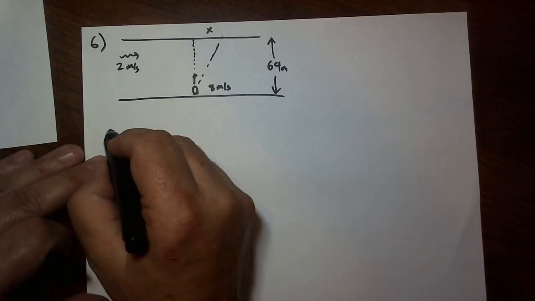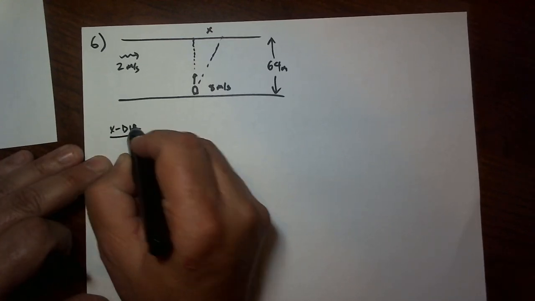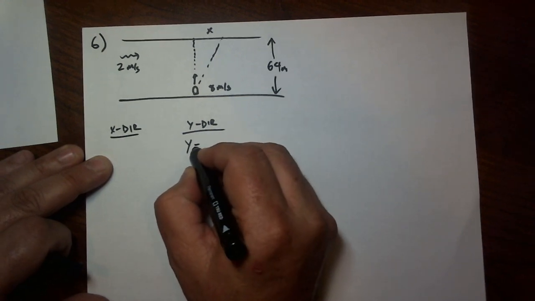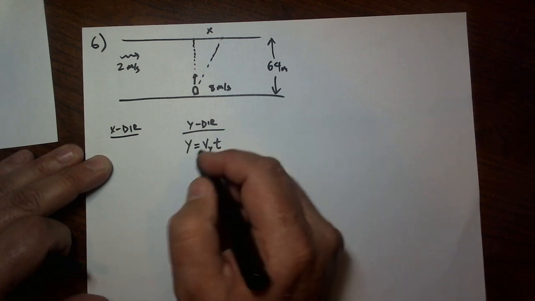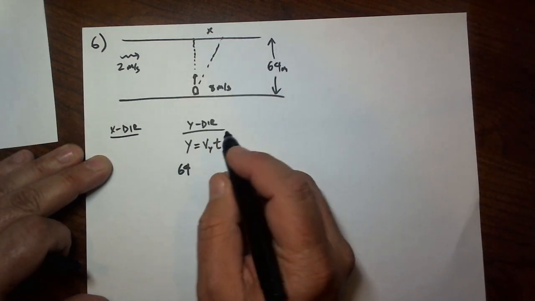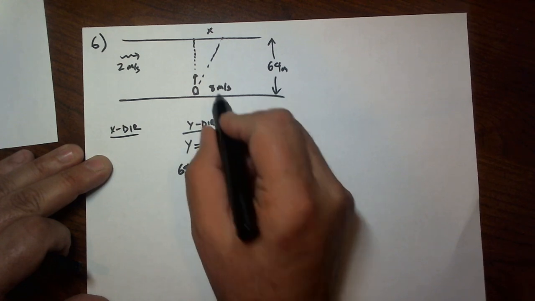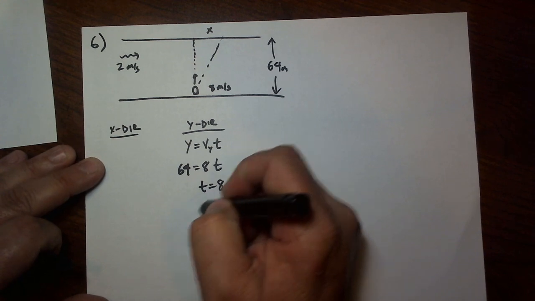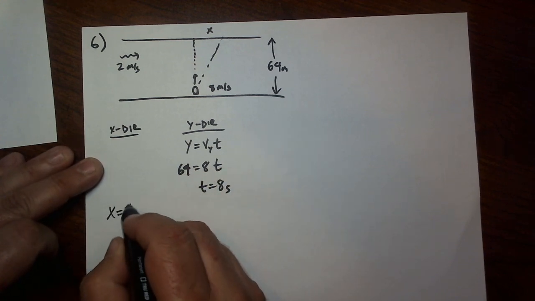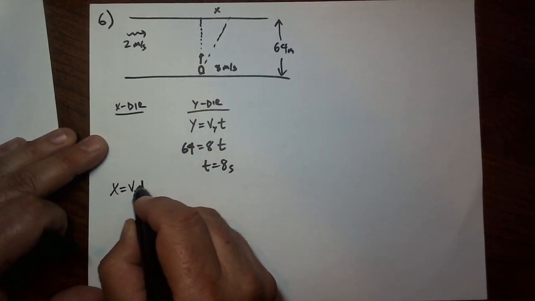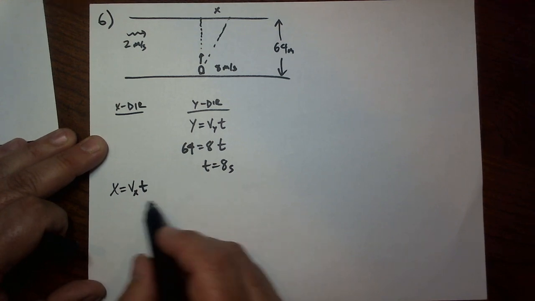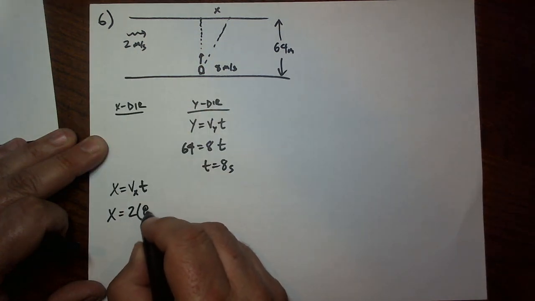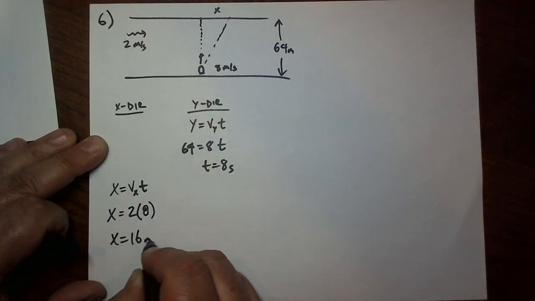Now, if you do this the old x direction, y direction way, then we should probably solve the y direction first. The y distance is 64 meters, and the y velocity is 8 meters per second, and so t is going to be 8 seconds. Then we use that in the x direction, x equals vx times t, and x, the unknown, is going to be 2 meters per second of x velocity times 8 seconds, and x is going to be 16 meters.